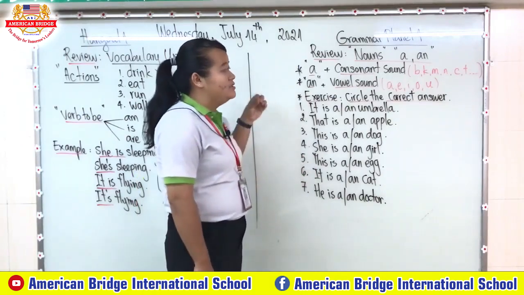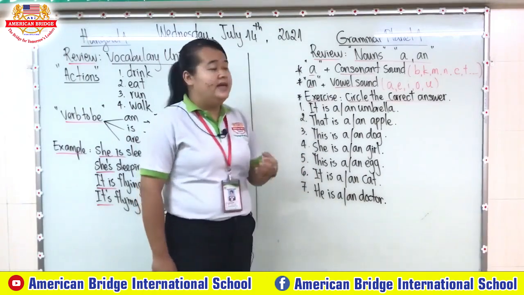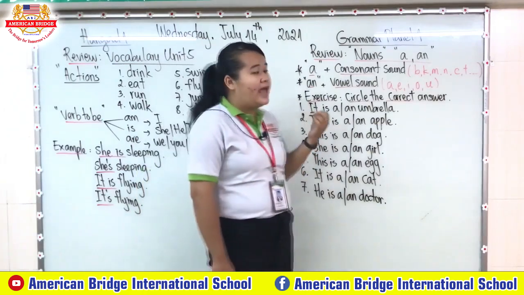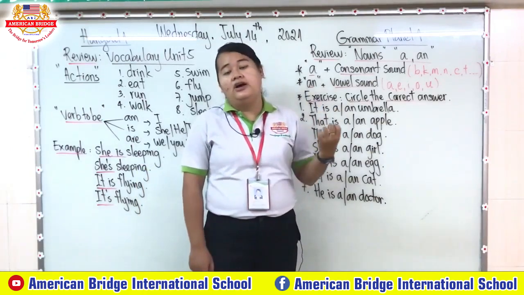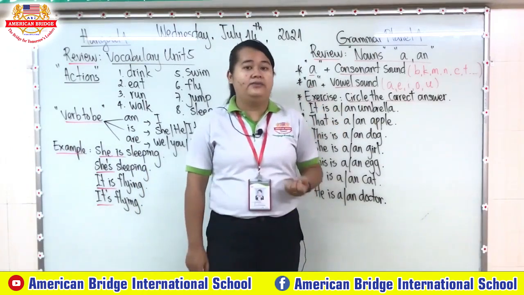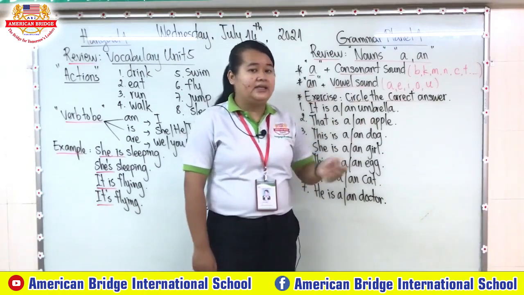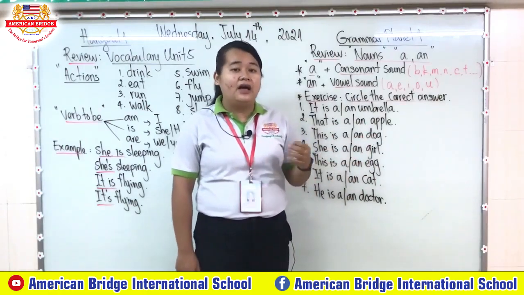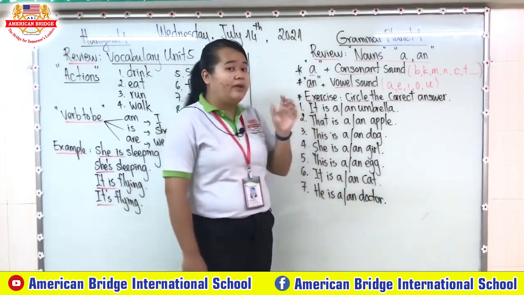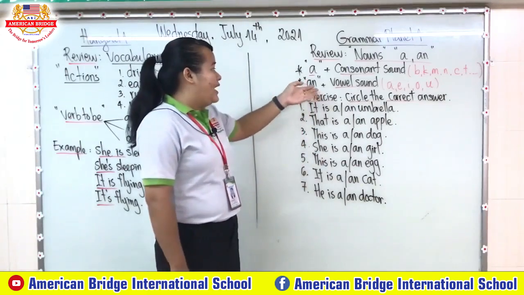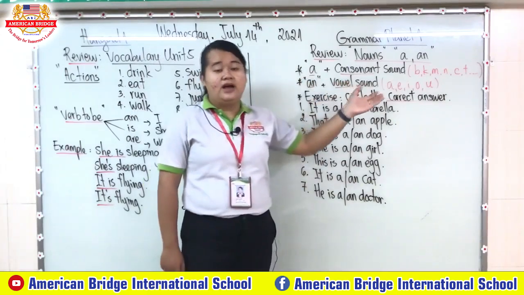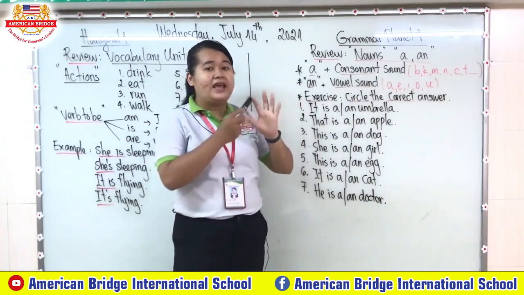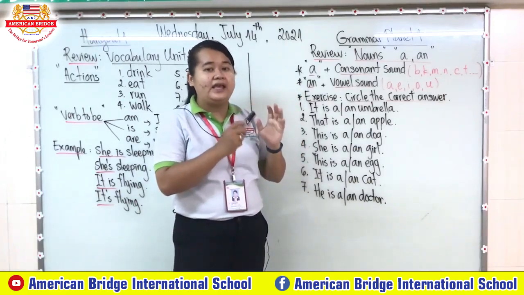So we need to use a with consonant sound, right? For consonant sounds we have letters like B, K, M, N, C, T, Z or X, right? So any letter that is not a vowel, we call it a consonant, right? And you need to remember that we use an with vowel sound. So for vowel sound we have 5 letters that you need to know. We have A, E, I, O, U. A, E, I, O, U.